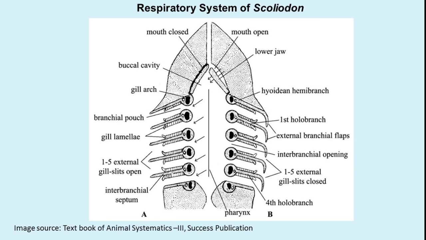The first gill pouch lies between the hyoid and the first branchial arch, and the last one is present between the 4th and 5th branchial arches. So this is the first gill pouch and this is the last gill pouch. So 1, 2, 3, 4 and 5, the last one. Now let's see the mechanism of respiration.